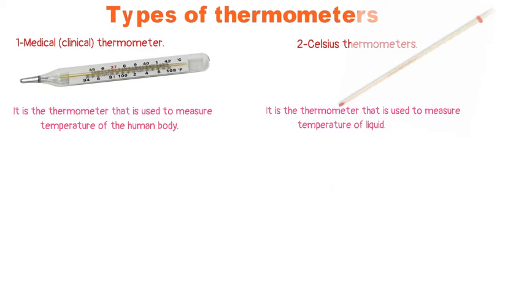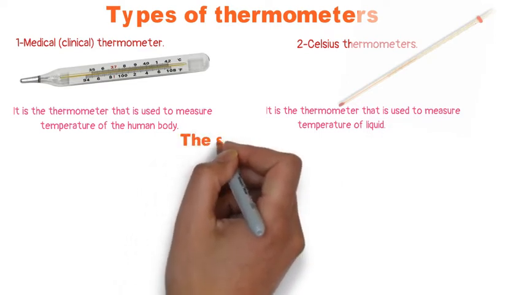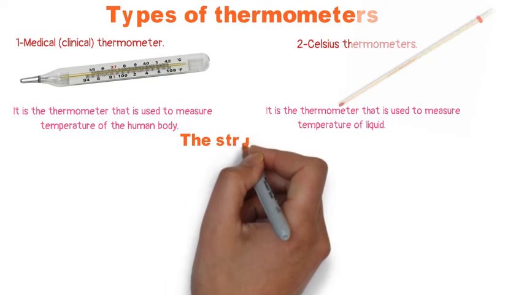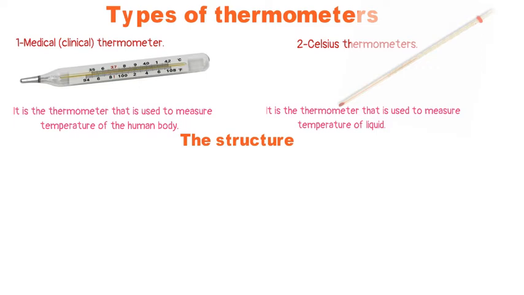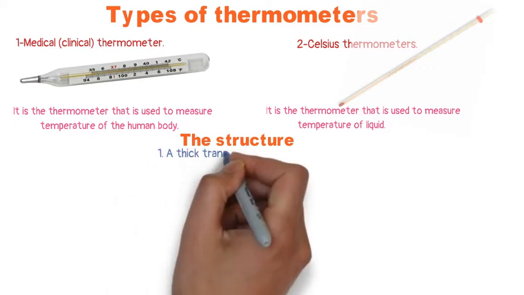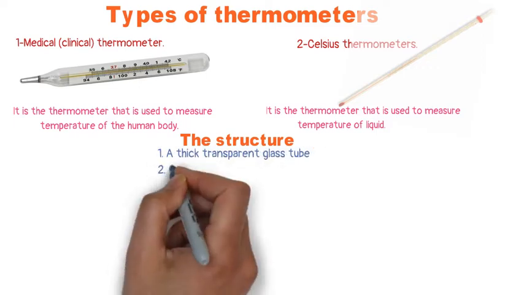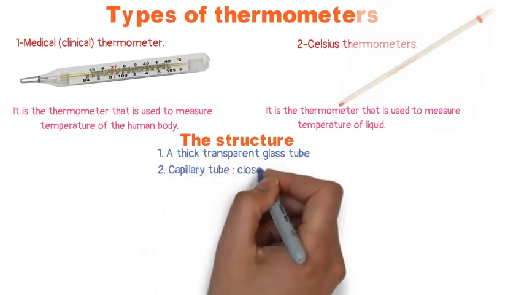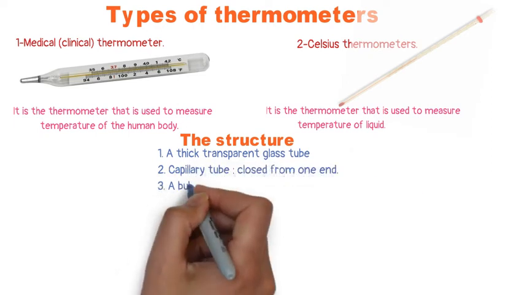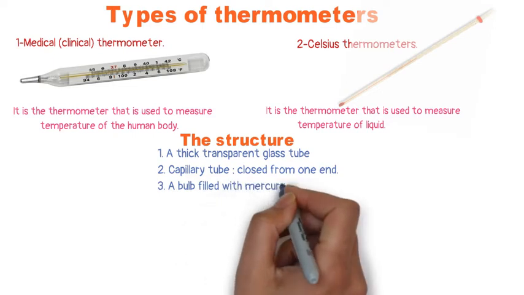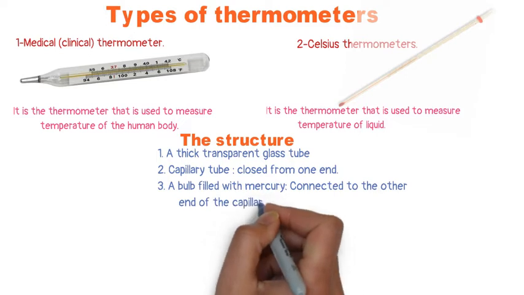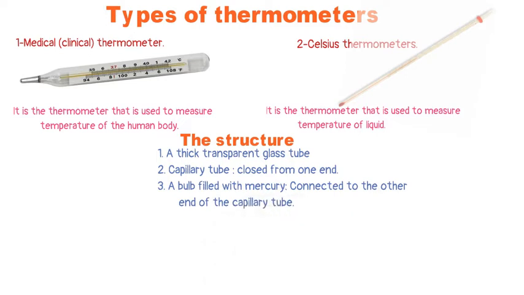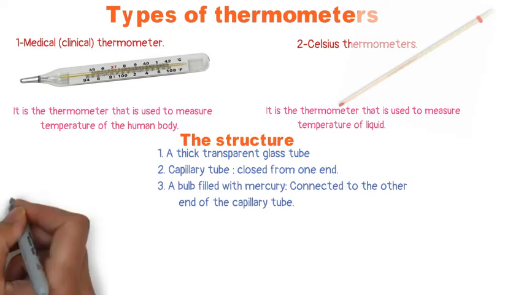Then, what is the structure of each one of them? We will learn that they have a similar structure. They consist of a thick transparent glass tube, and both of them contain a capillary tube, which is closed at one of its ends, and also a bulb filled with mercury connected to the other end of the capillary tube. They are similar in these.